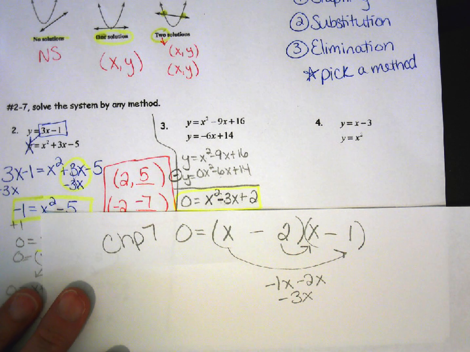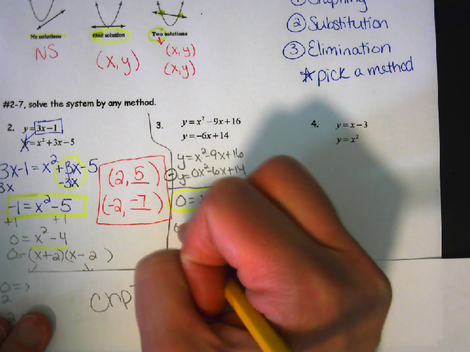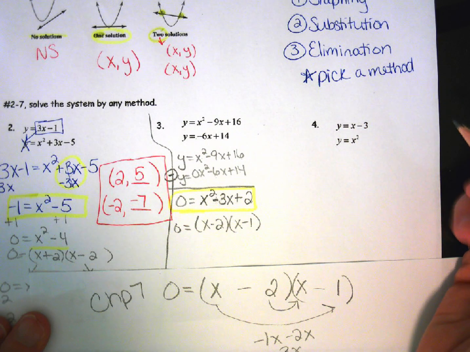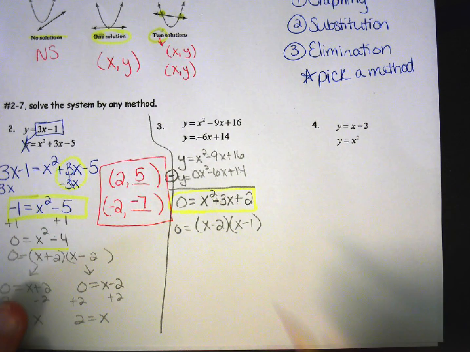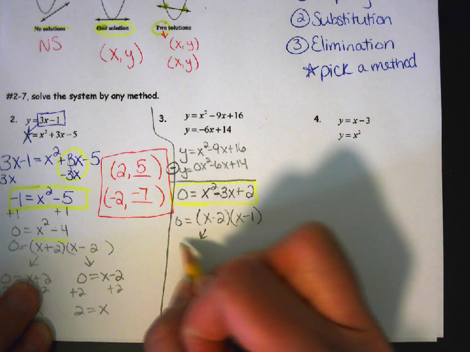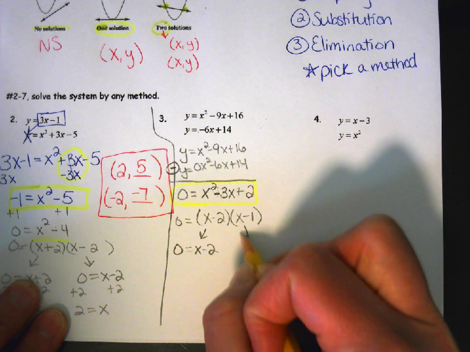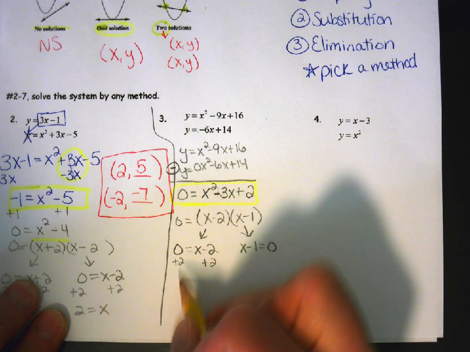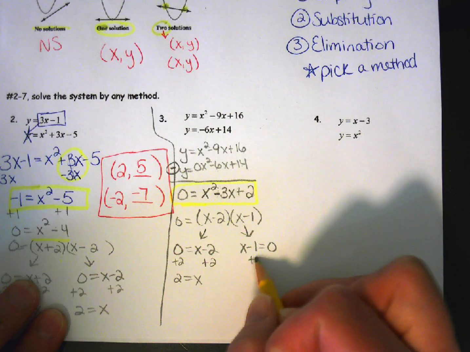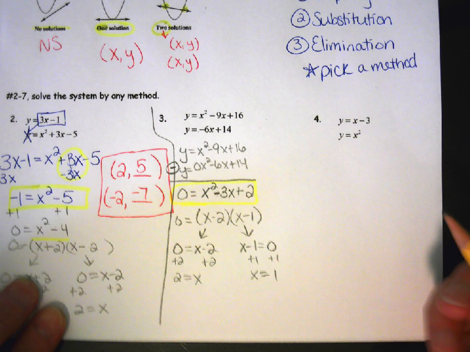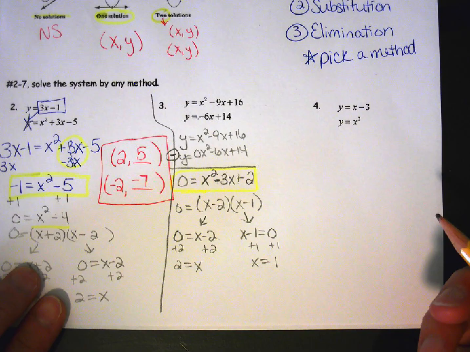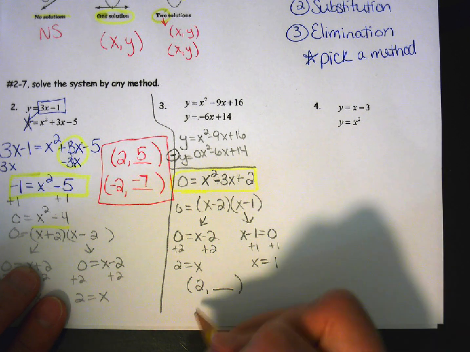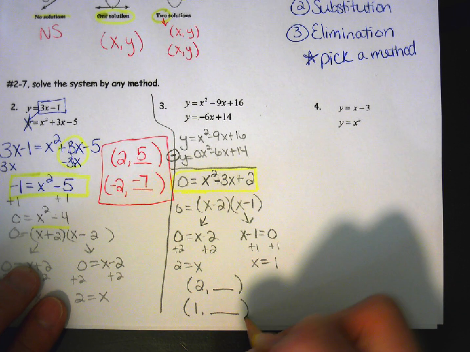So do you notice how this was not all that hard? Let me write that down. This was not actually all that bad to factor. So now that I have this, I've set each piece equal to 0. And so I'm going to add 2 to the other side. And I'm going to add 1. Now notice those are only my x values. So this is going to cross at 2, but we're going to need to get the y value. And then this is going to cross at 1, but I need to get the y value.